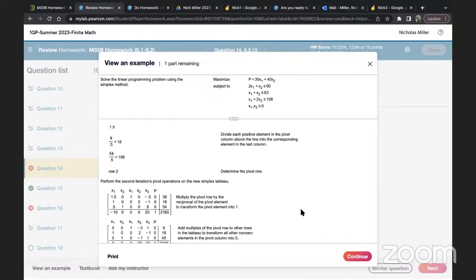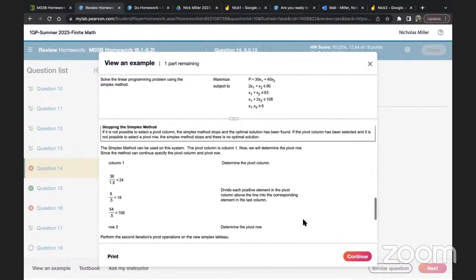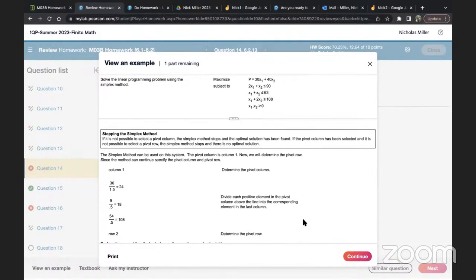Scroll up just a little bit. Let me see what it says before that. Okay, stopping the simplex. It is not possible to select the pivot. If it is not possible to select the pivot column, the simplex method stops and the optimal solution has been found. The pivot column has been selected and it is not possible to select the pivot rows. So maybe you can't do it on your calculator. Maybe you have to do it manually.